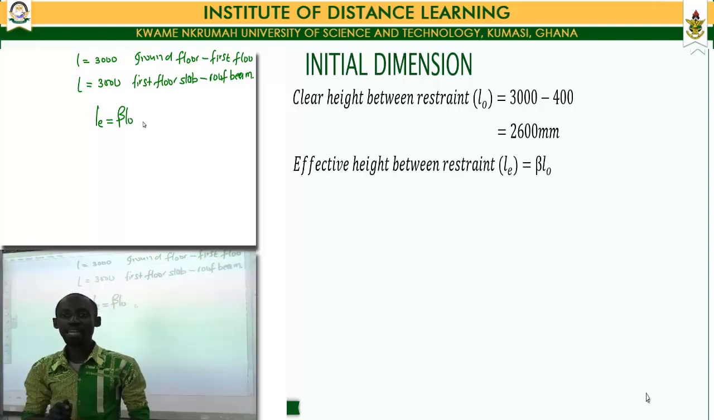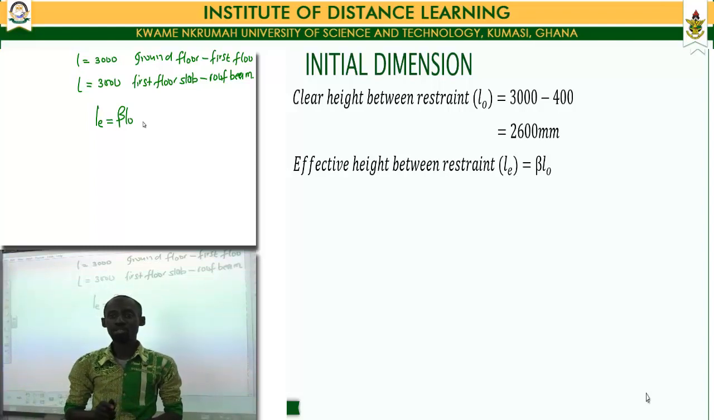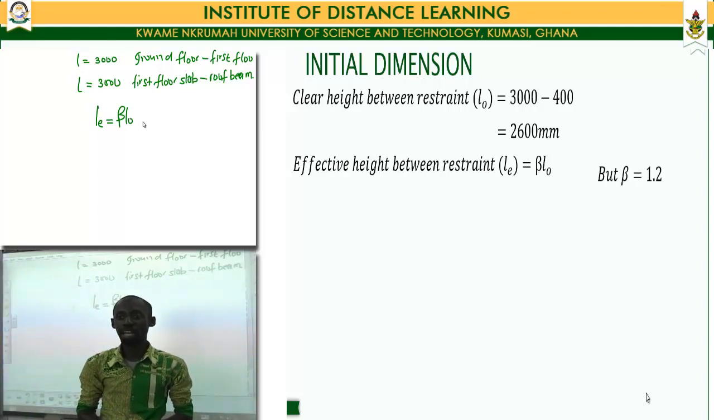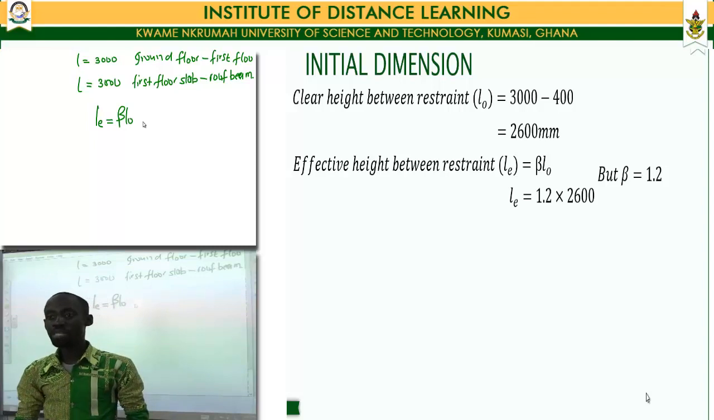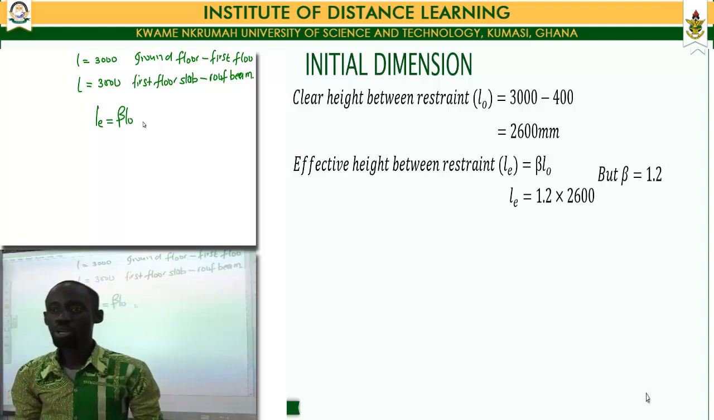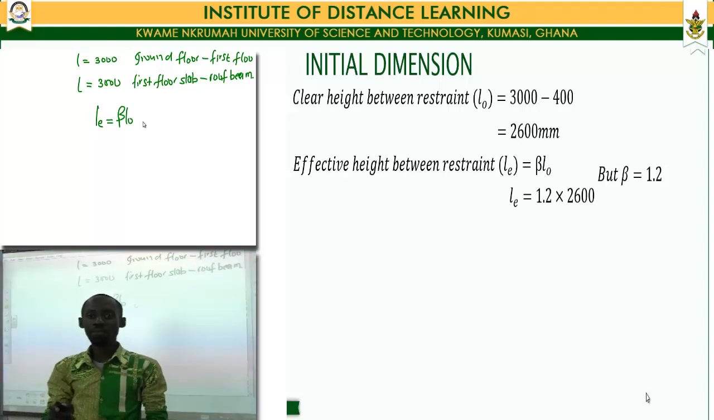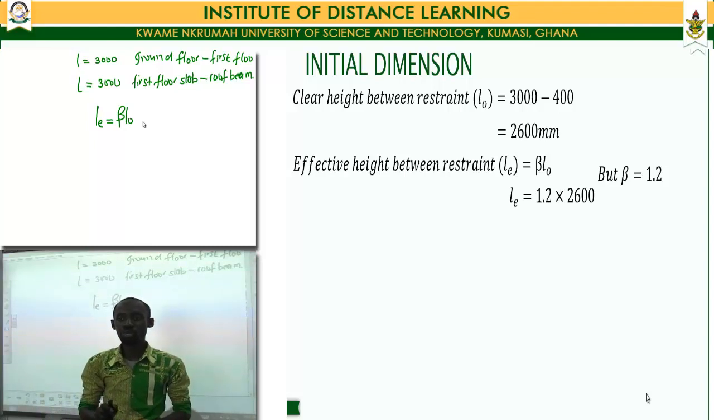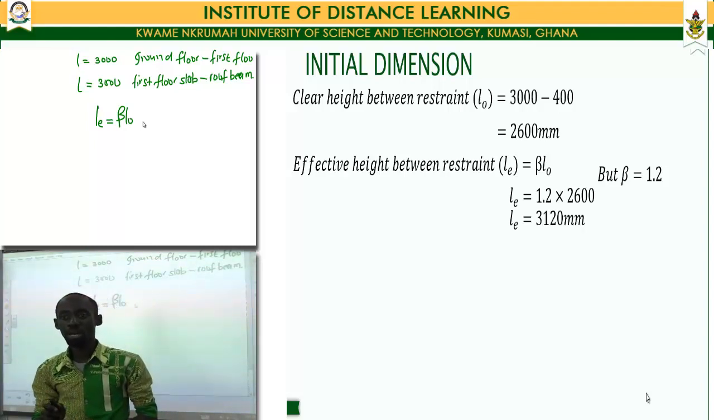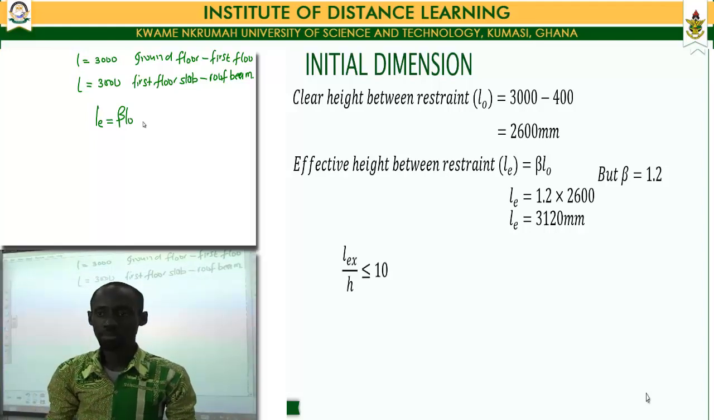Now, in finding my effective height between restraints, it is going to be my beta multiplied by my LO. Given that my beta value is 1.2, it means that my effective length, or my effective height, is going to be equal to 1.2 multiplied by 2,600, which gives me a value of 3,120 millimeters.